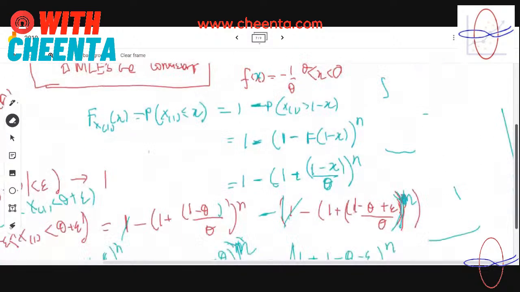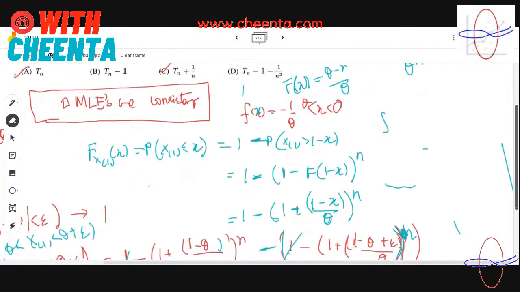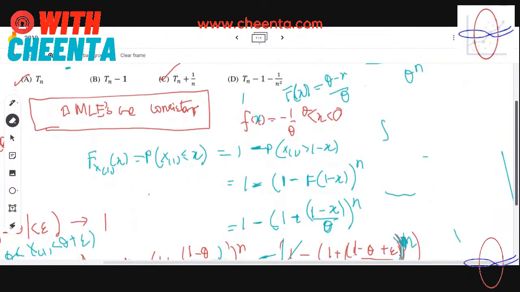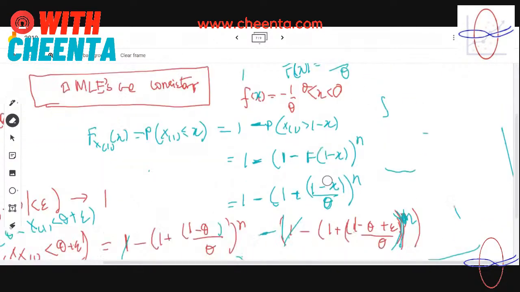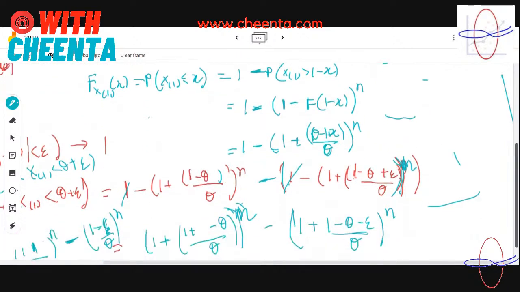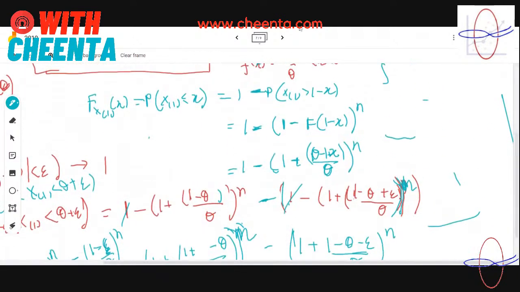Ah, perfect. If it's 1 minus x by theta, yes. So therefore you get theta minus x by theta. So you get 1 minus x is theta minus 1 plus x. Theta minus 1 plus x. And therefore, am I doing it correctly?